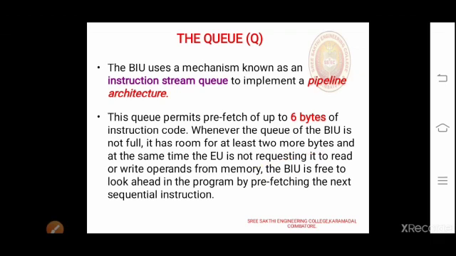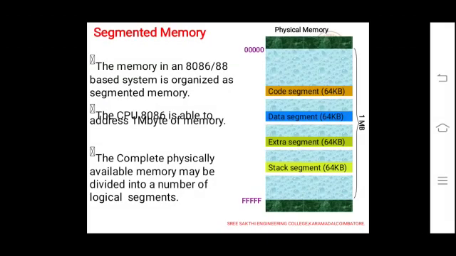Here the 6-byte instruction queue is used for the pipelining mechanism, because while the execution unit executes an instruction, at the same time the bus interface unit fetches the next instruction from the memory. The pre-fetched instructions are stored in the 6-byte instruction queue, in first-come order. Here the 8086 is organized as a segmented memory.